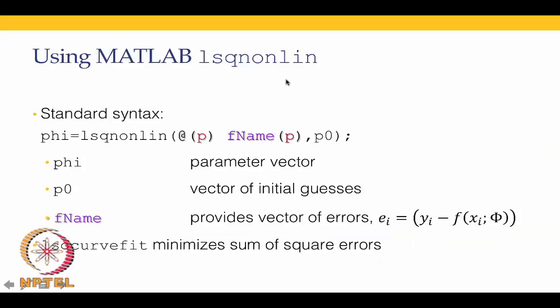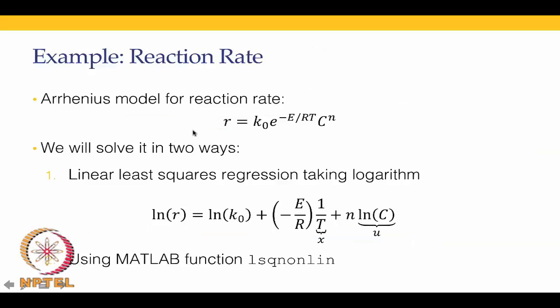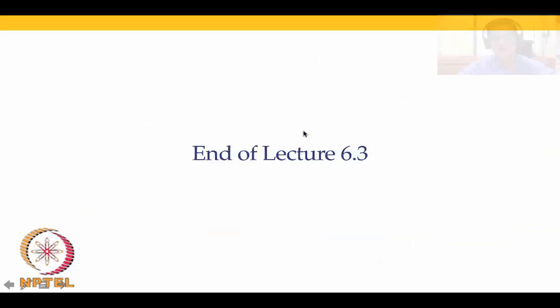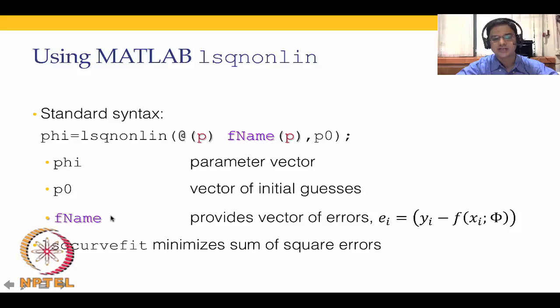Then we used the MATLAB function lsqnonlin, the standard syntax for which was phi equals lsqnonlin at P f name P comma P naught, where P naught were the initial guesses. If there were parameters, then we changed this to at P f name P comma param 1 comma param 2 and so on. F name returns the vector of errors, which is y minus y model, where y is R and y model is the right hand side. So this is the error as a vector that fname needs to return.